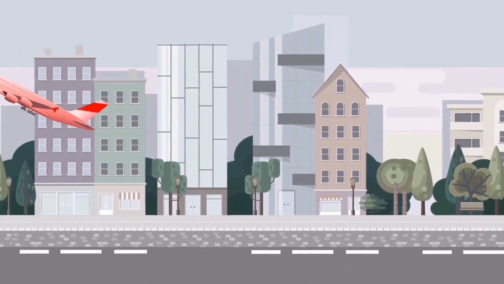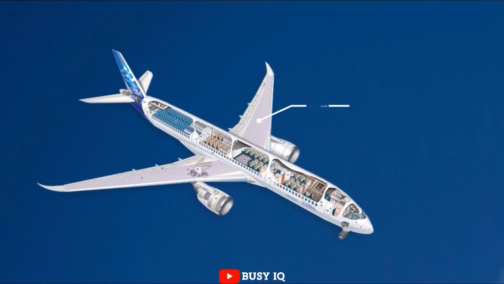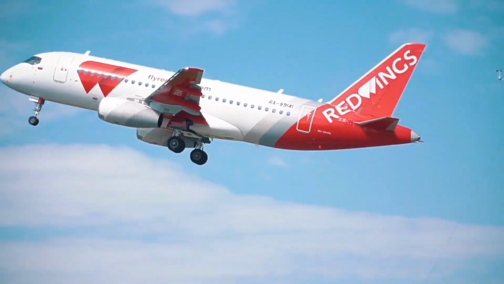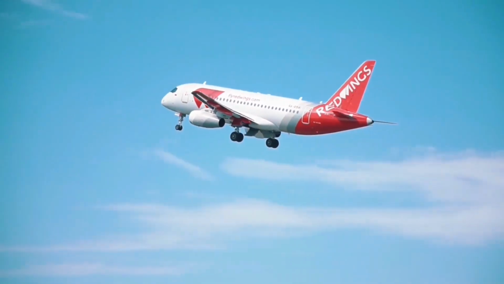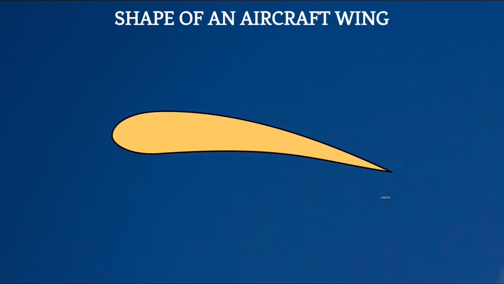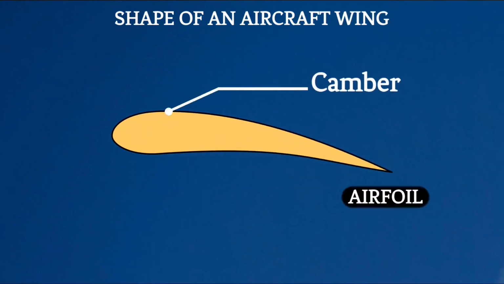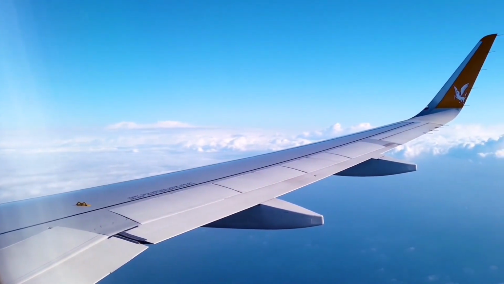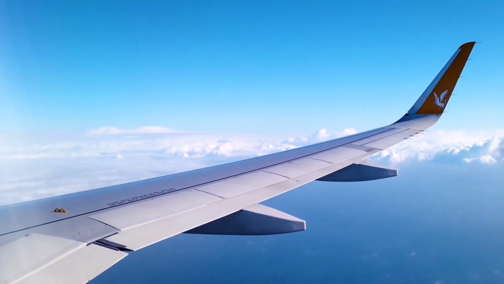In most commercial airliners, the fuel tanks are situated within the wings. This strategic placement not only optimizes the use of available space, but also helps maintain the aircraft's balance and stability during flight. The curved upper surface of an airfoil is referred to as the camber. This curvature is essential for creating a pressure difference between the upper and lower surfaces of the wing.